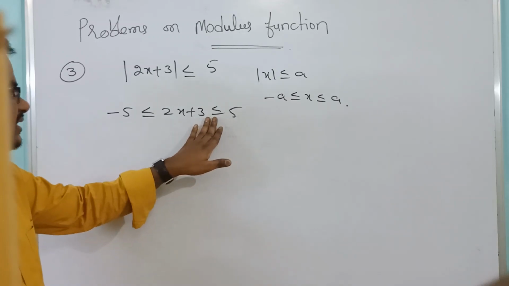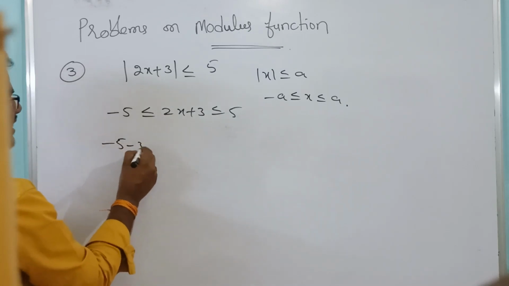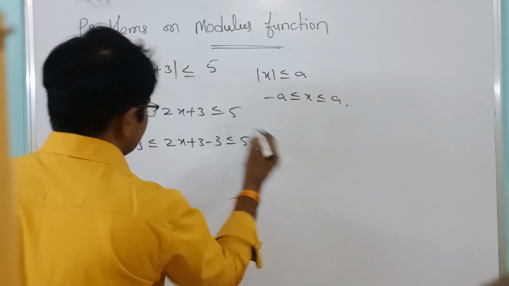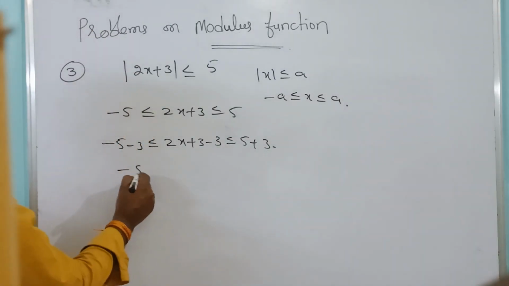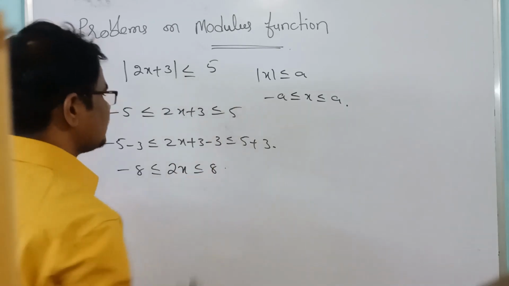Now here also we want only x. For that, eliminate this 3 and 2. For that, take minus 3: minus 5 minus 3 less than or equal to 2x plus 3 minus 3 less than or equal to 5 plus 3. Right? Now minus 8 less than or equal to, these two get cancelled, 2x less than or equal to 8.